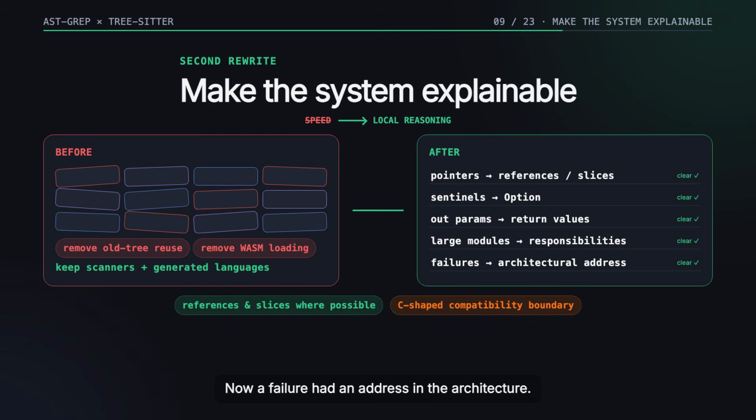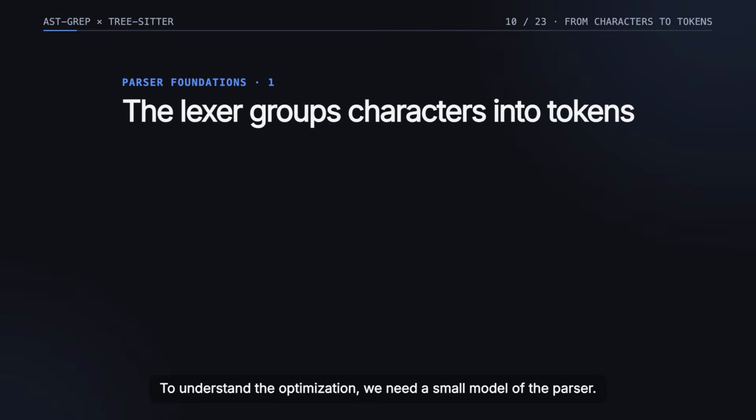Now a failure had an address in the architecture. We could ask who owned a syntax node, which references survived arena growth, and why one reduction created temporary state only to delete it. Only then did performance work resume. To understand the optimization, we need a small model of the parser.